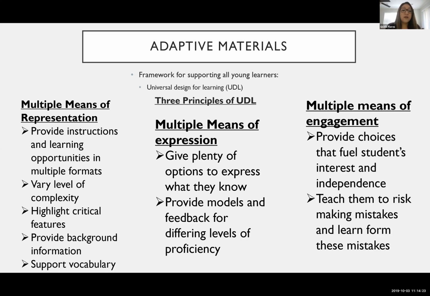We want to also make sure that we are supporting vocabulary. So the way that we are interacting is not limiting what we're saying or simplifying it in order to make things easier. We're making sure we have that same expectation, but we're providing the supports. Okay. Multiple means of expression.